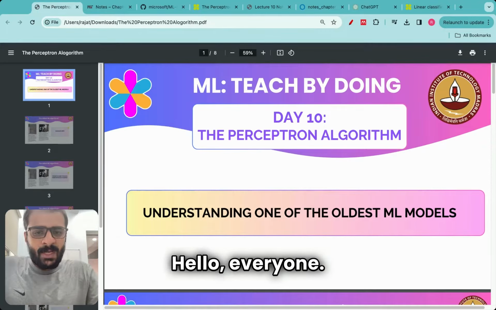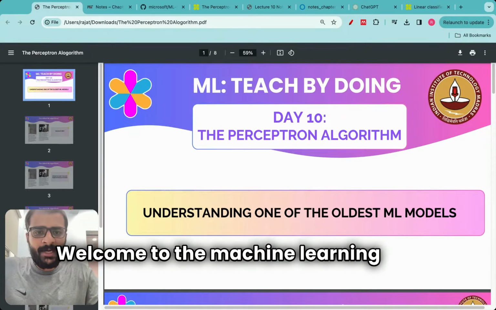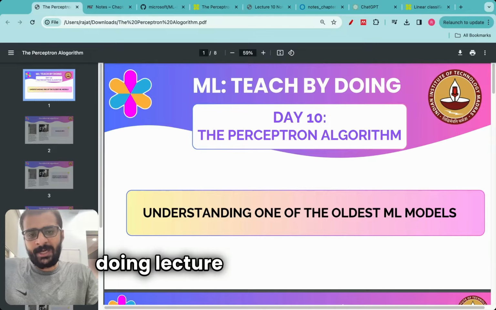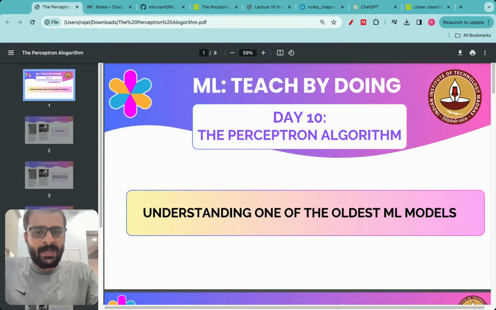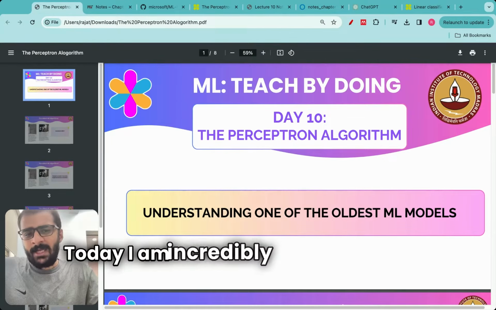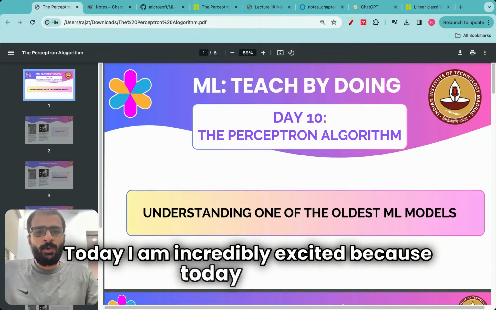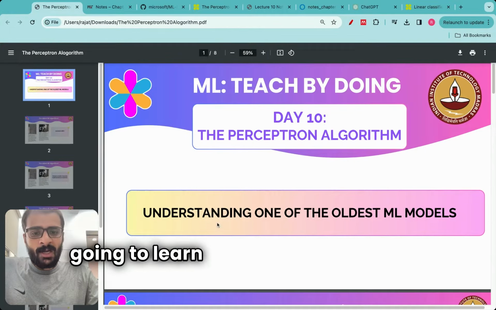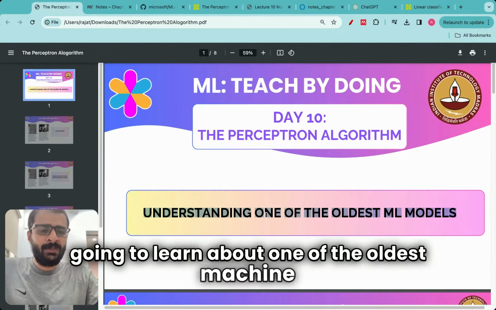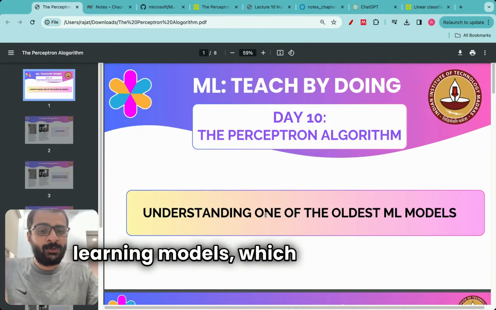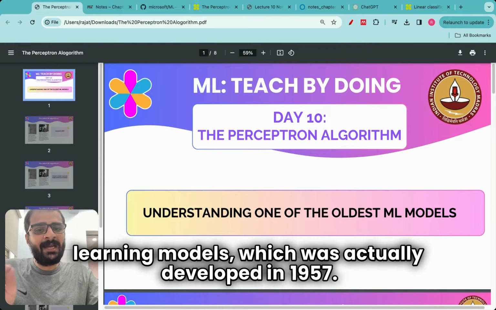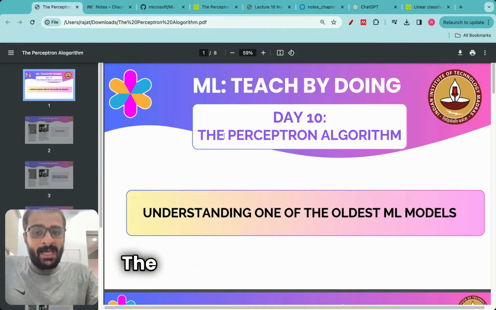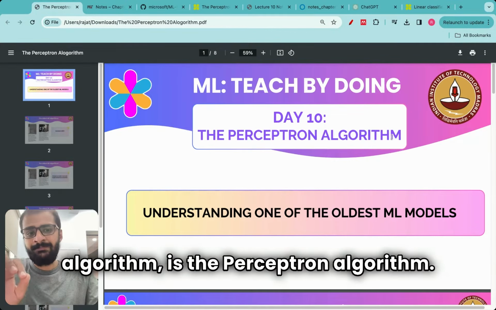Hello everyone. Welcome to the Machine Learning Teach by Doing Lecture 10, or Day 10. Today, I am incredibly excited because we are going to learn about one of the oldest machine learning models, which was actually developed in 1957. The name of this model or algorithm is the Perceptron algorithm.